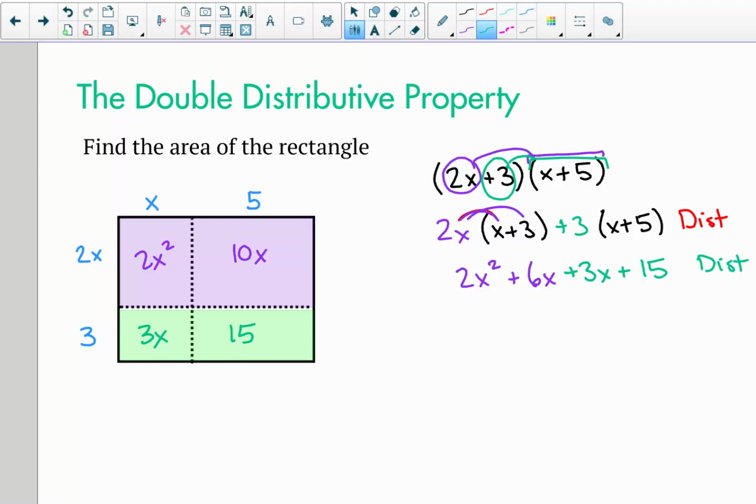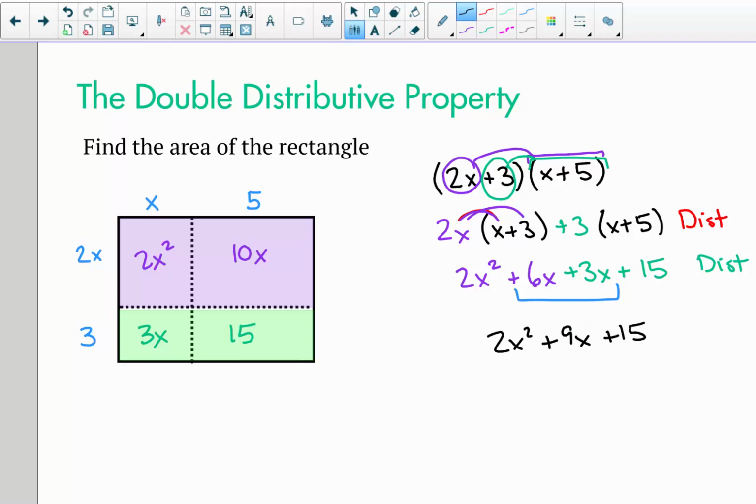So we've done the distributive property twice, which is why we're going to refer to this as the double distributive property. And then we'll simply combine any like terms that we might have to write our expression in its simplest form, which in this case, those are your two like terms. So we've got 2x squared, we've got a total of 9x, and then we have 15.